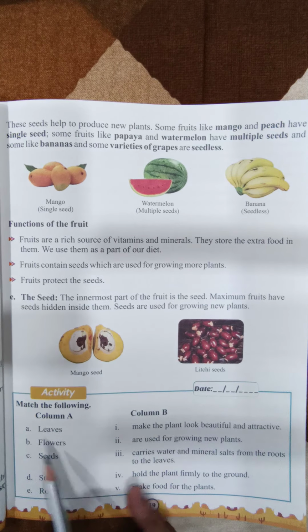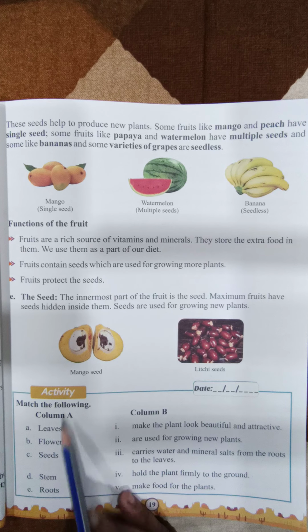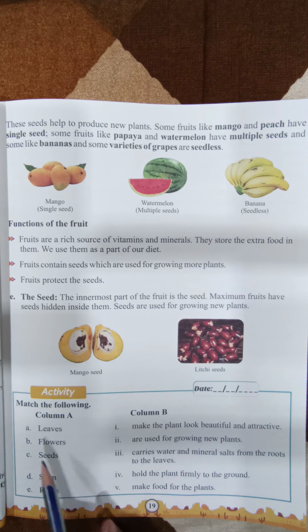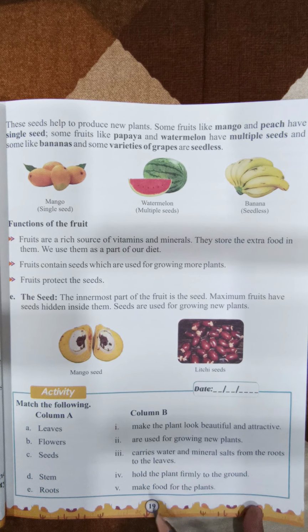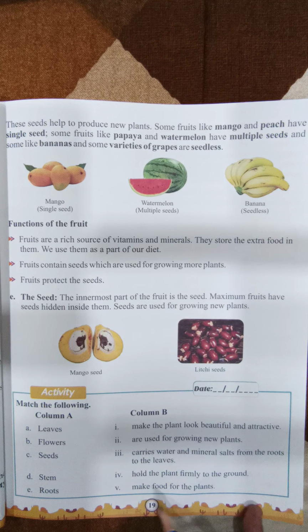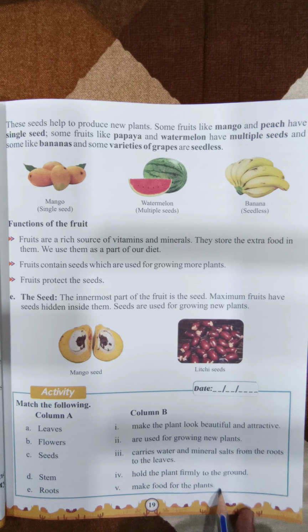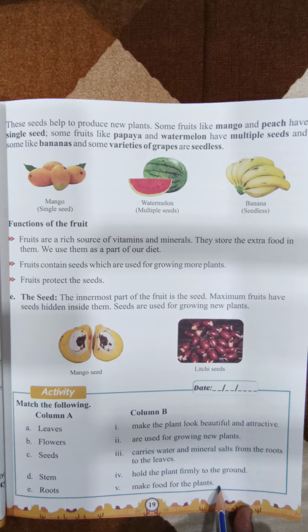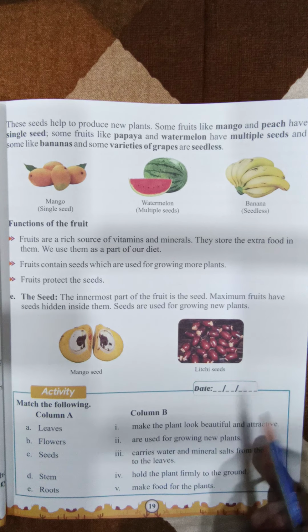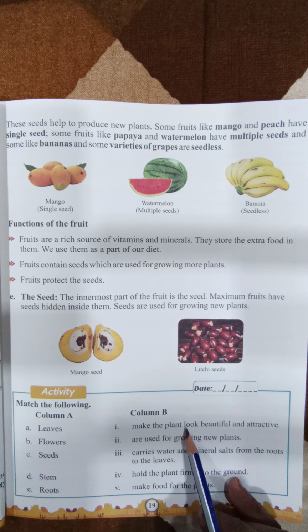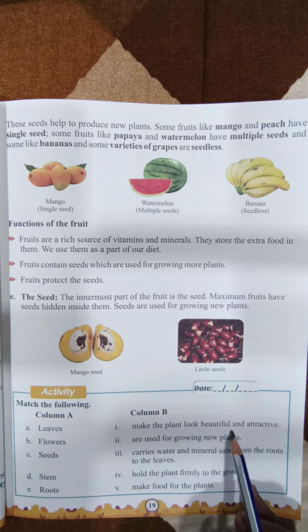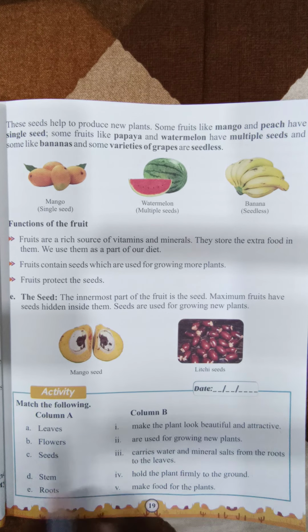Now activity. Match the following. Column 1 and column 2 are given here. Match the column 1 with the column B. Leaves make the food for the plants. Okay. Flowers make the plant look beautiful and attractive.